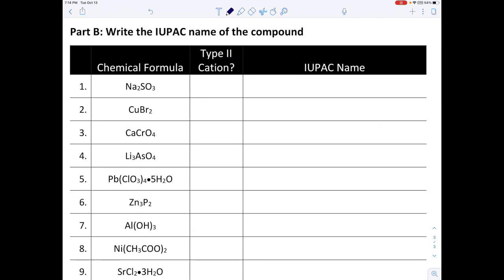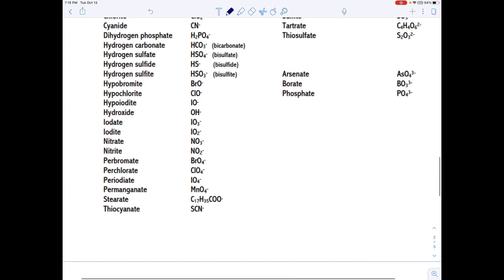Alright, let's move on to the second part of this nomenclature video. This time you're going to be given the formula of an ionic compound. These are all ionic compounds. They have metal cations or a complex cation, and they're bonded to non-metal anions or complex anions. This time I've got a column in the middle that asks, is there a type 2 cation present? If there is a type 2 cation, we're going to need to use the Roman numeral in its name. We're going to figure out what its charge was and put that as a Roman numeral in the name.